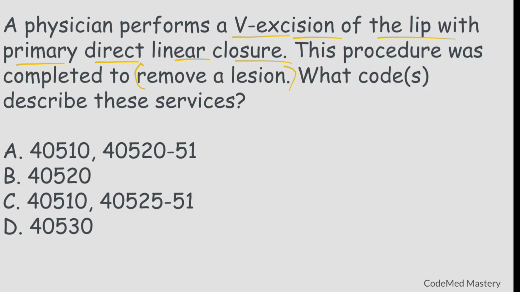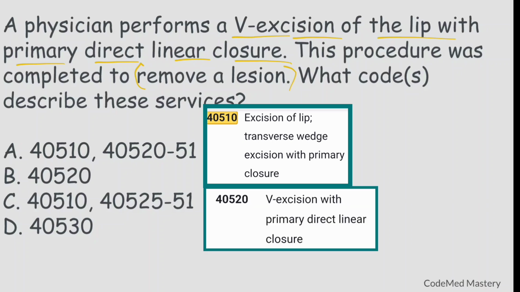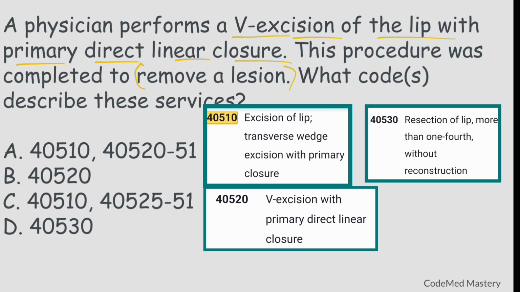So in option A, first code is 40510. 40510 is for excision of lip, transverse wedge excision with primary closure. Option B, 40520 is for excision of lip, V excision with primary direct linear closure. In option C, again they have mentioned 40510. In option D, there is 40530, which is for resection of lip more than 1/4 without reconstruction. So which among these three codes is the right answer?